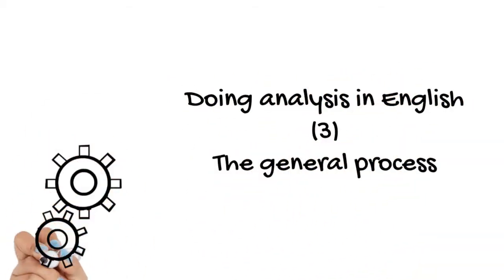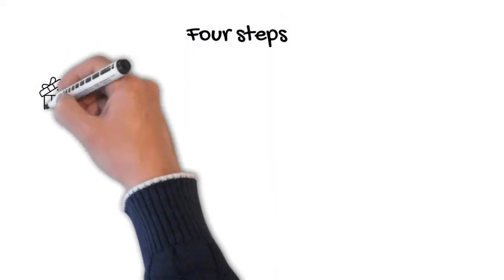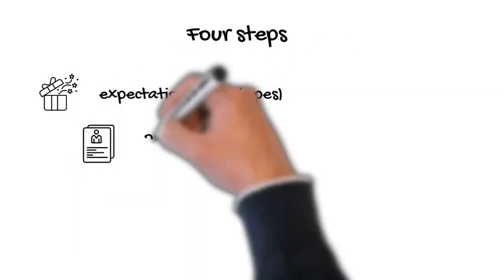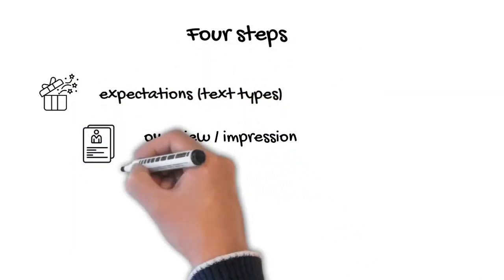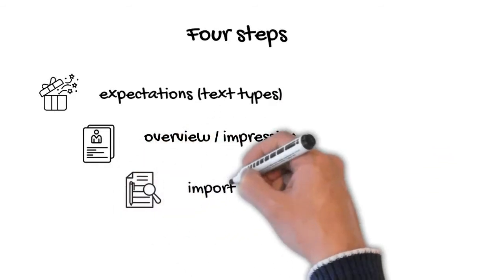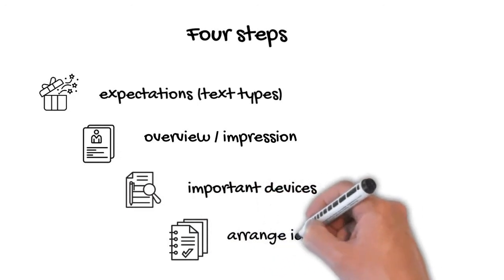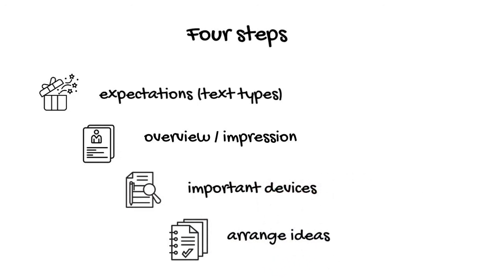Today's session outlines the 4 basic steps in the process. In general, we suggest you firstly collect reasonable expectations the audience should have about this text. Secondly, get a first overall impression of what's going on in the text. Thirdly, determine what the most important devices used here are. And finally, arrange the ideas for your essay to then write it.